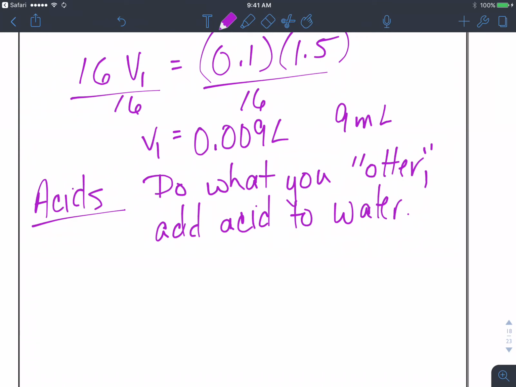So why do they use "oughter" instead of "ought to"? Maybe you know this word instead, "ought to." In other words, do what you're supposed to do. Add acid to water. Don't add water to acid. So we use "oughter" because it rhymes. Get used to that.